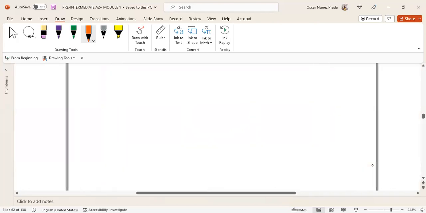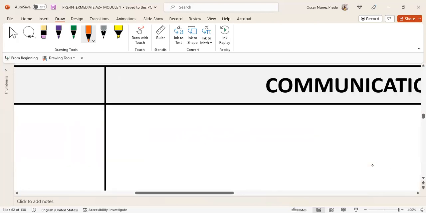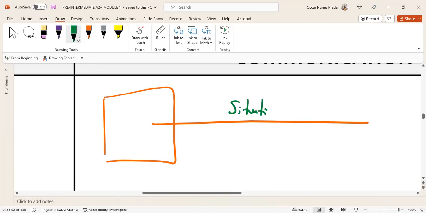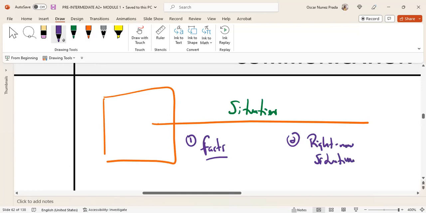Let's start here with some observations and recommendations. Usually, when you have a picture, you need to think about situations, right? Now, from the beginning, usually two situations here. We have facts and we have right now situations. Facts is because you are reporting what you see. For example, colors, gender, quantity. And right now situations is because you see things are happening.